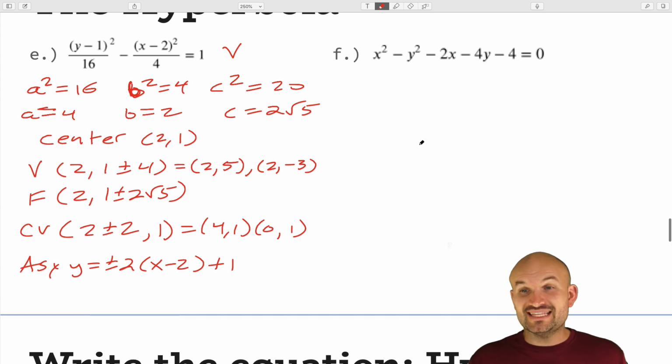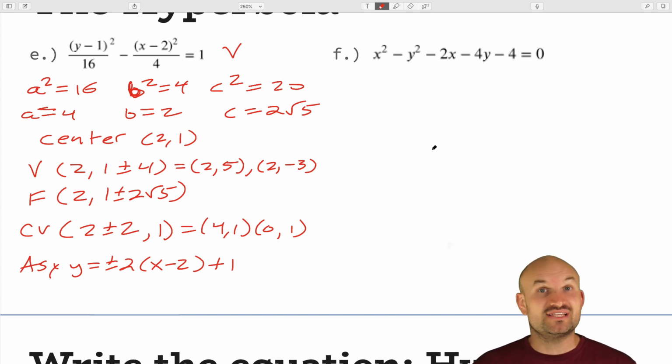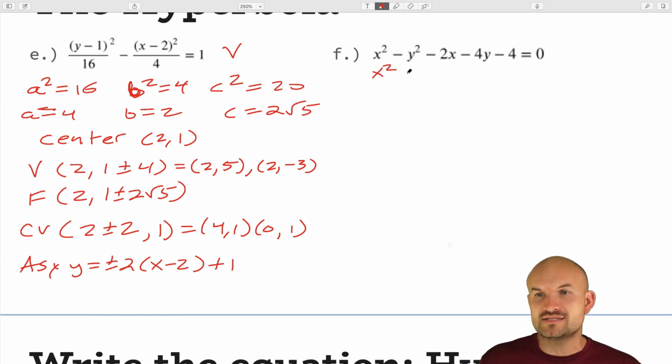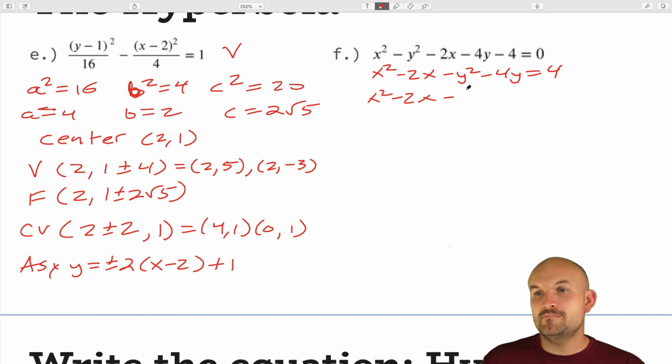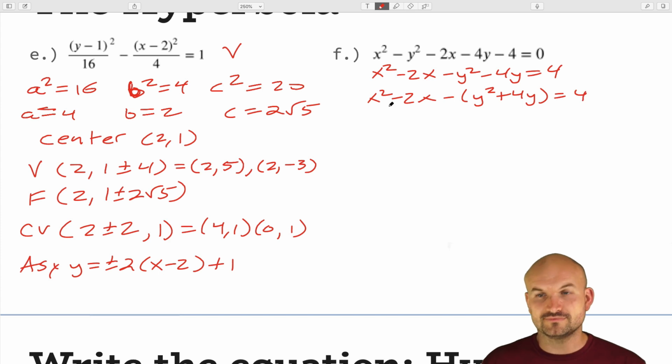All right, in the last equation here, we need to put this in standard form before we can go ahead and do anything with it. So the first thing I'm going to do is group my x's and my y's. So I'll put the x squared minus 2x minus y squared minus 4y, and then put the 4 to the other side. All right, now I'm basically going to group my two terms. So I have an x squared minus 2x minus, remember you're factoring out a negative here, so that's going to be y squared plus a 4y equals 4.